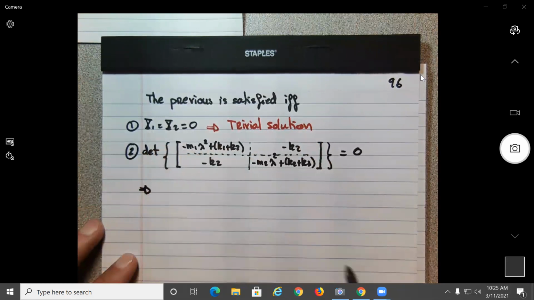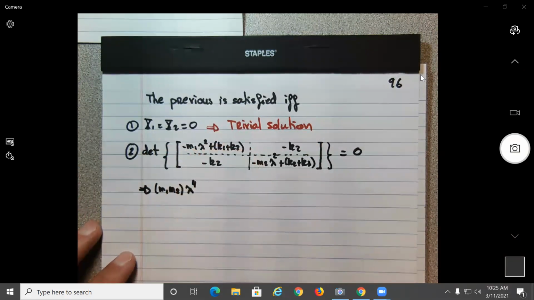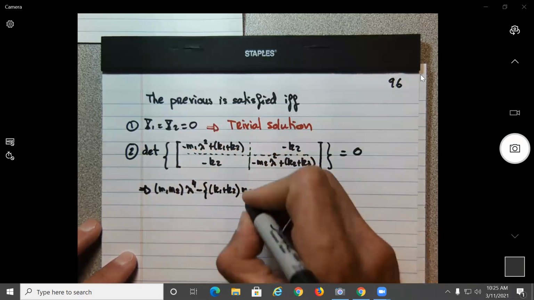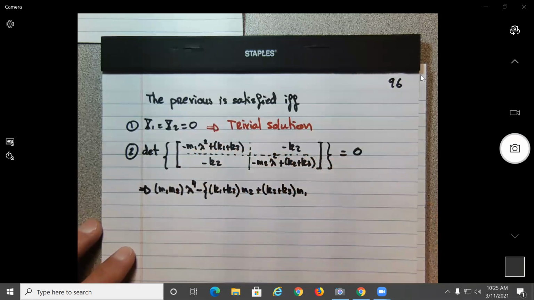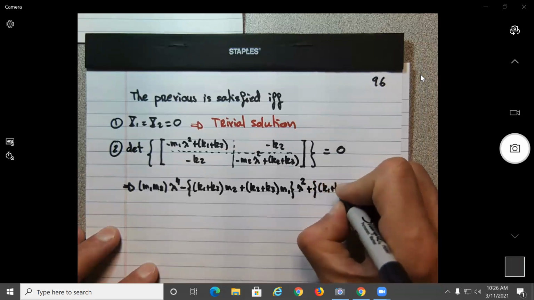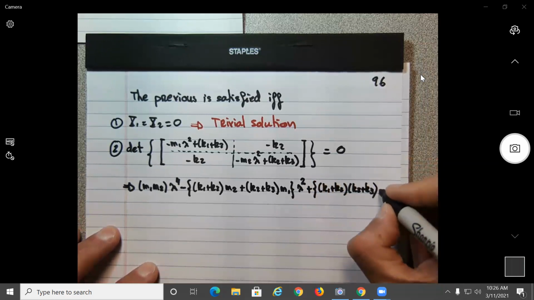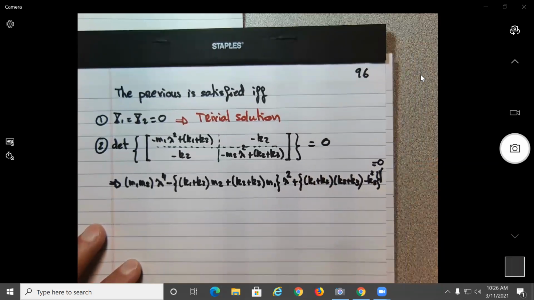This actually should give you the equation m1 m2 lambda to the fourth, minus (k1 plus k2) m2 plus (k2 plus k3) m1, or this one in function of lambda square, plus (k1 plus k2) times (k2 plus k3), minus k2 square, equal to 0.